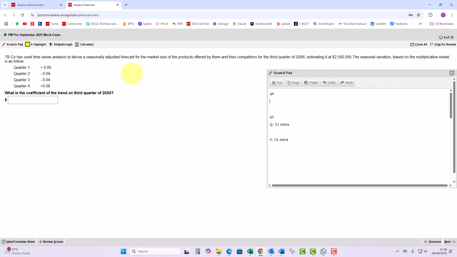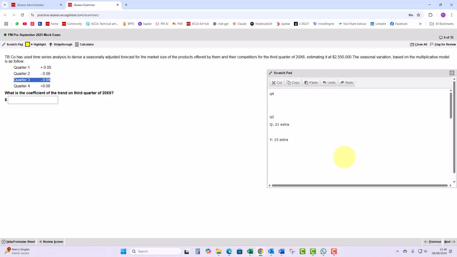Time series are always a little bit of a troubling question for students, and I think the important thing here is really reading the question. They've told us it's already a seasonally adjusted forecast of 2.55 million, and it's the multiplicative model, and we're looking at Q3. So Q3 is this minus 0.04.